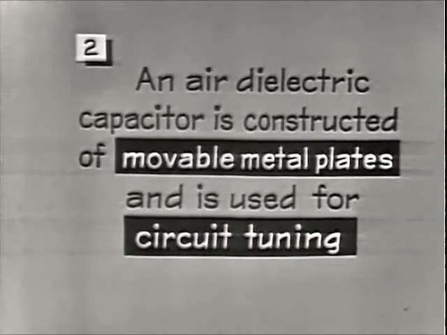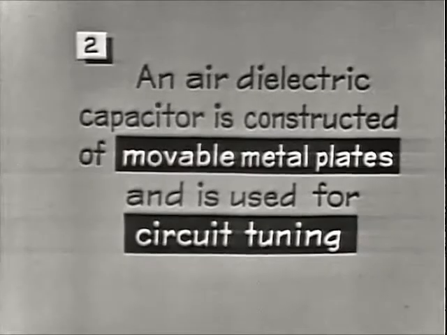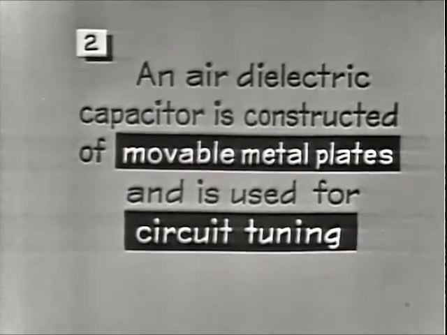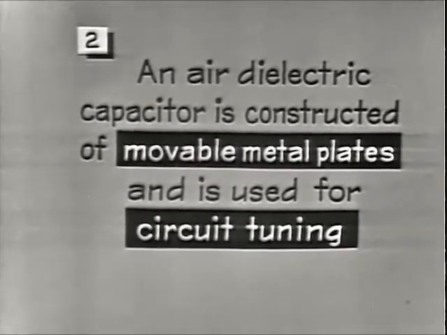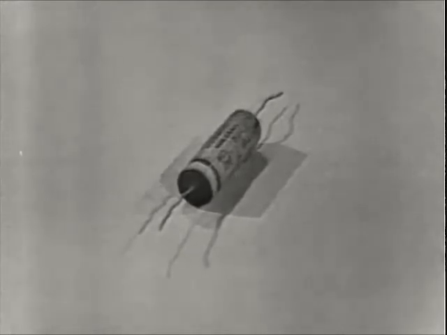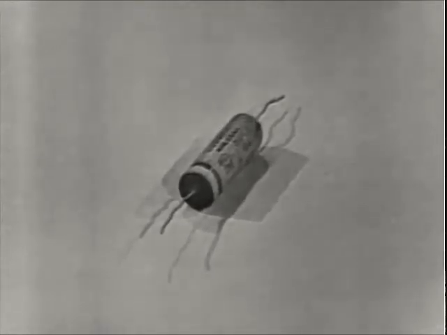Your answer this time should be movable metal plates and circuit tuning. The movable plate capacitor is the most common variable type that's being used. Probably the most common fixed capacitor in use today is the paper dielectric capacitor. The reason it's very common is its low construction cost.